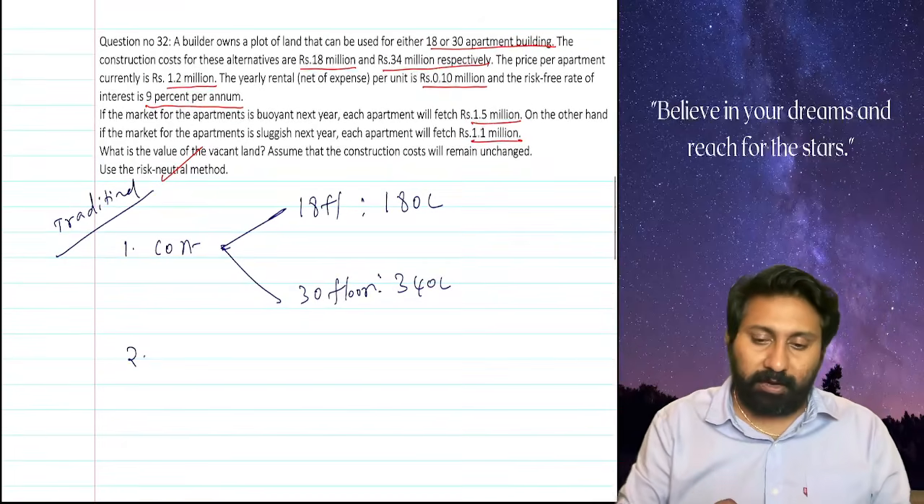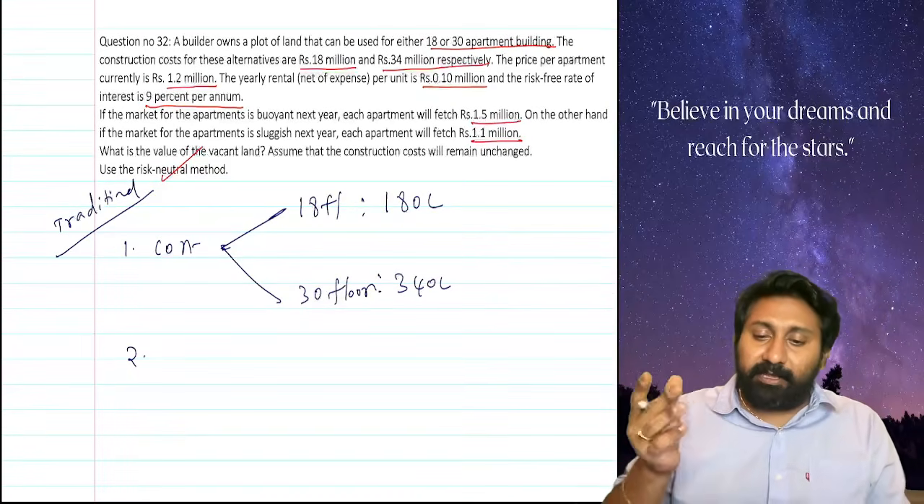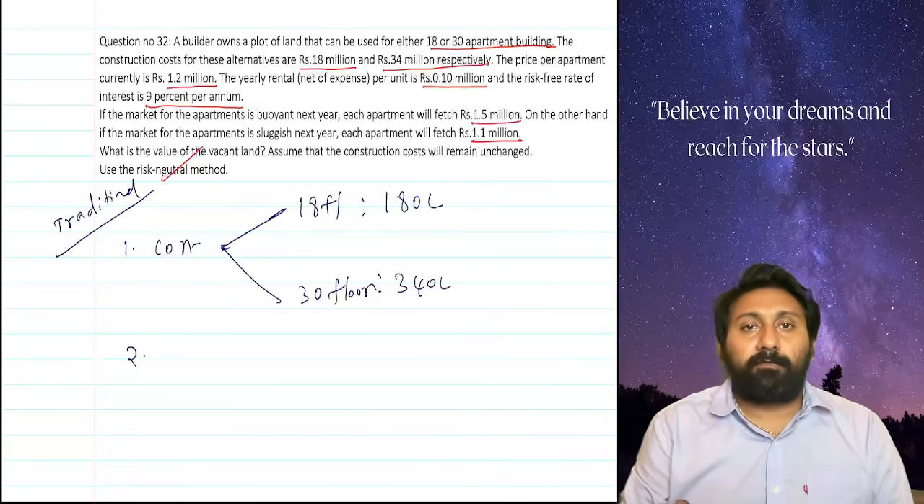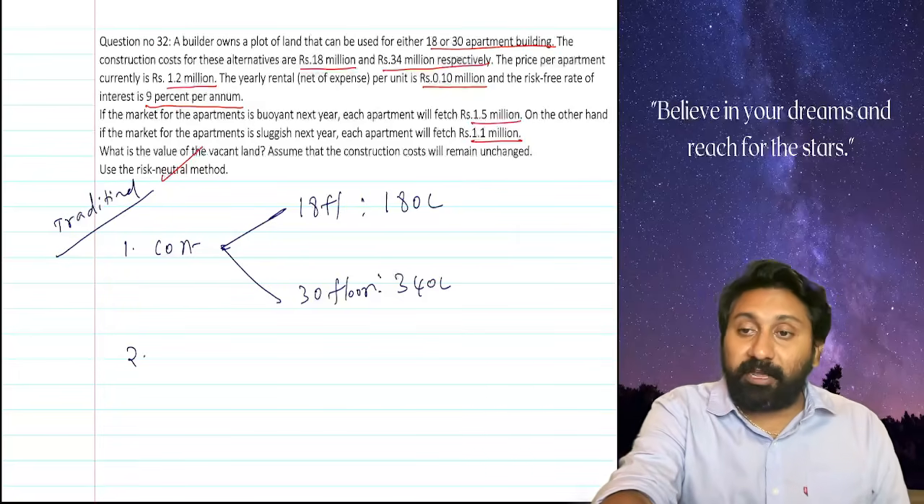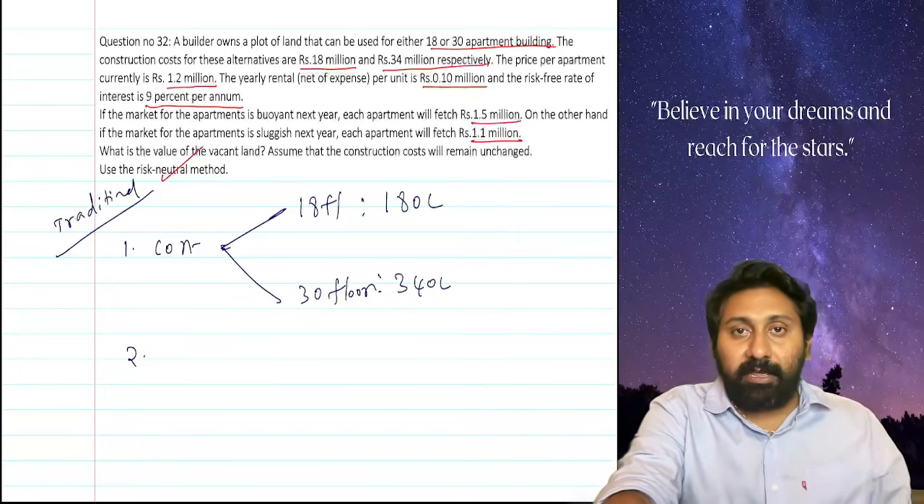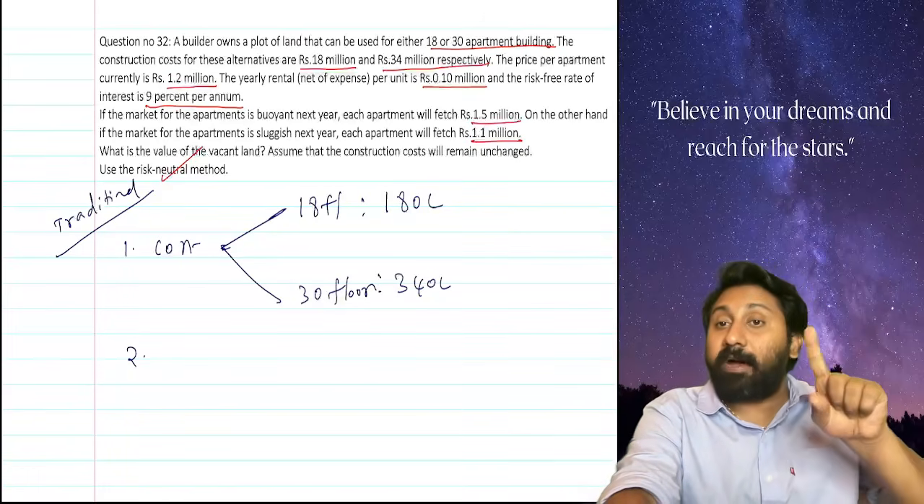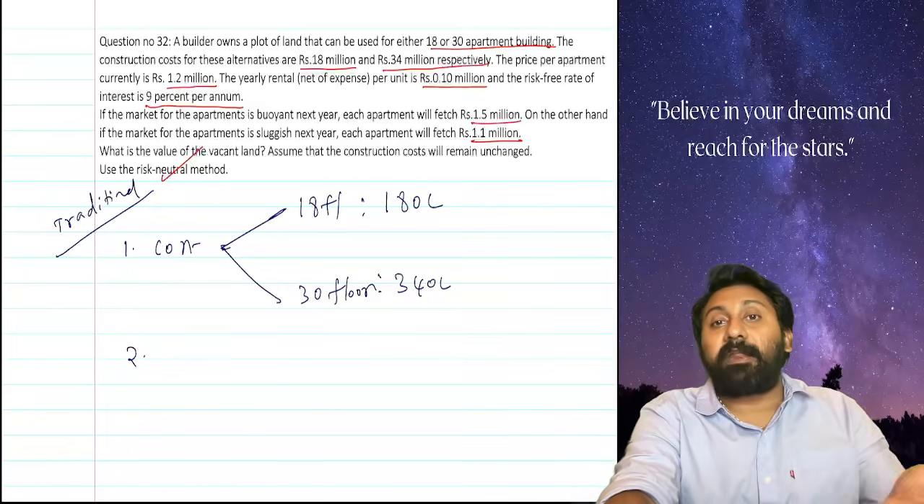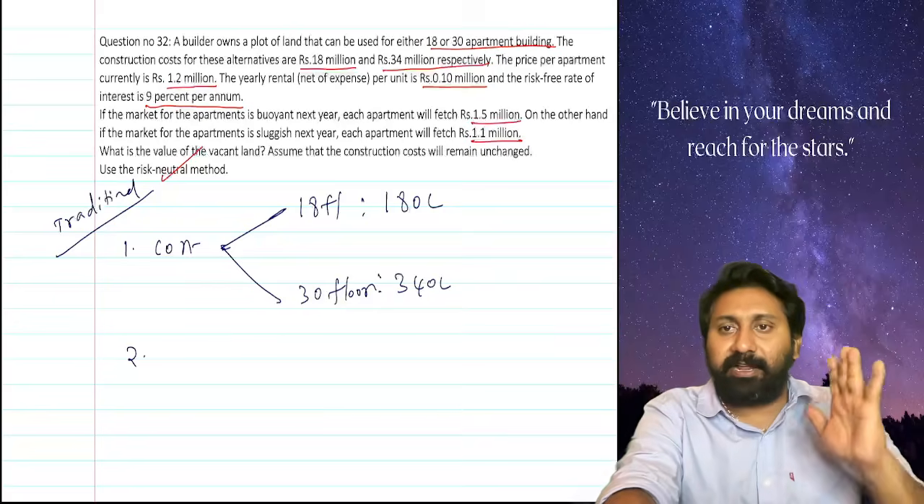Number two, what can be the sale price after 1 year? How much can I sell for? I can sell at 150 million if the market is good. I can sell at 110 million if the market is bad. That's the idea behind this.